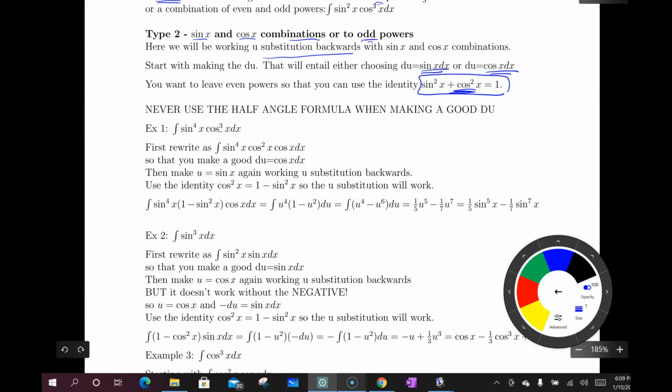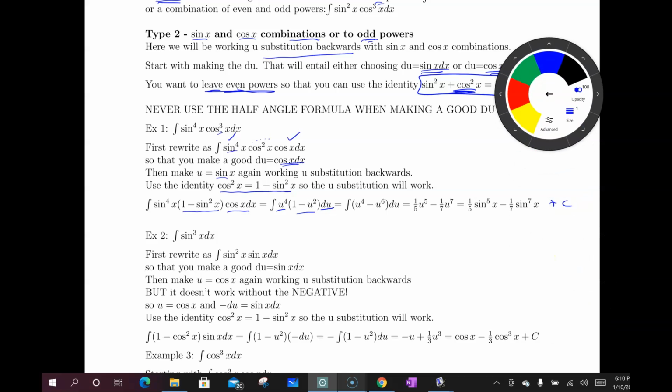So here we go. Here I see cosine cubed. Remember, we want to leave even powers, so I'm going to take off one of the cosines, peel it off. There's the cosine of x dx, a good du. So u is sine. If u is sine, this will be taken care of, and this will be taken care of. So I just need to rewrite cosine squared as the identity, 1 minus sine squared. Remember, not the half angle formula, this identity. So now make the u substitution work. Cosine of x dx is du. Put the u in for sine, u to the fourth, 1 minus u squared. Multiply it out, integrate it, and then put the x's back in, and plus c.